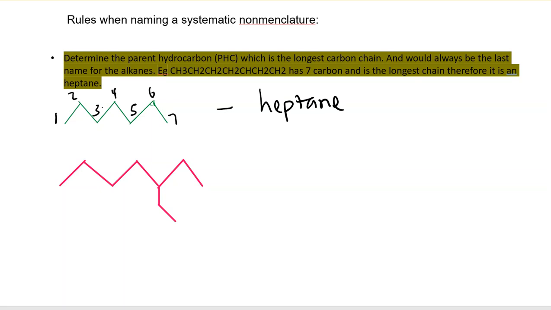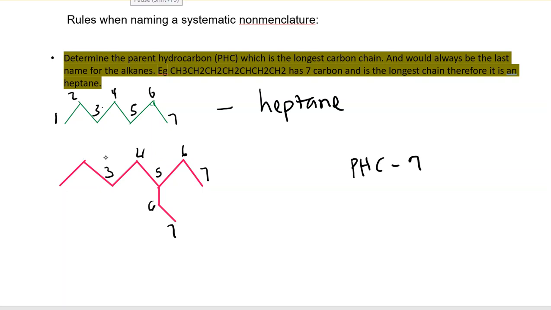In the second example, we have to determine the longest carbon chain since we have a substituent branching off, which I'm going to discuss later. But first, we need to determine the longest chain: 1, 2, 3, 4, 5, 6, 7. Let's see if the substituent is a longer chain than the straight chain. So we go 1, 2, 3, 4, 5, 6, 7. So we know our parent hydrocarbon chain is 7.